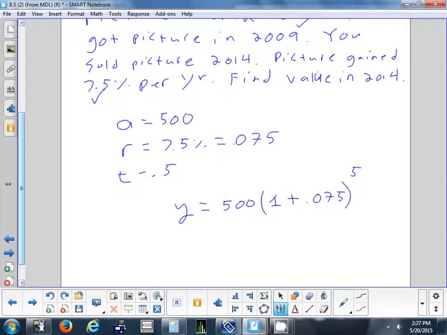What math operation would you do first here? Parentheses. Follow PEMDAS. Do your parentheses. What do you get when you add 1 to 0.075? 1.075. Okay, I'm not going to keep going through, but what would you do next? Multiply the 1.075 by itself 5 times. Do your exponent, and then multiply by 500. Then you can find the value of the picture. Does everyone understand how to recognize A, R, and T? Those 3 things.